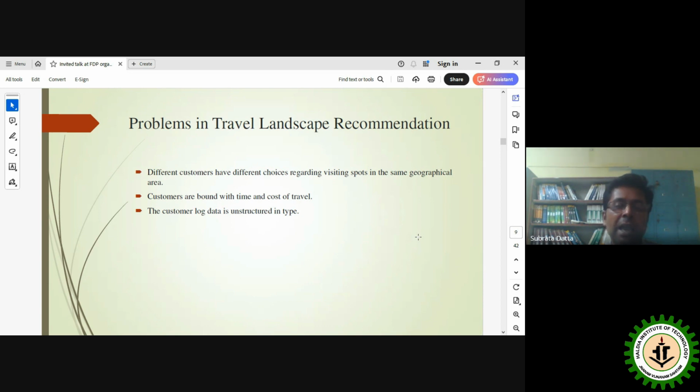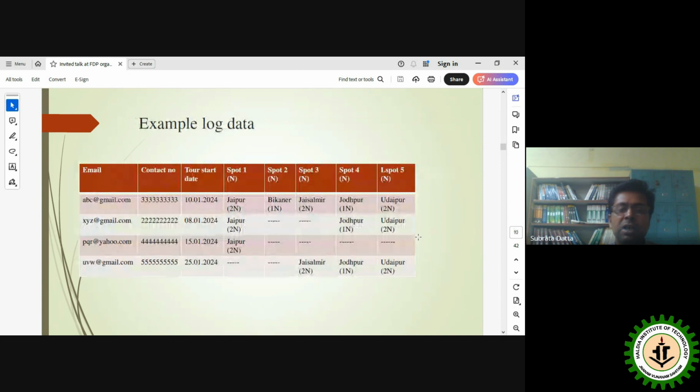And technically, another problem is there, that is customer log data is unstructured in time. So there is no structured data. So here is an example, or you say sample log data. I have not incorporated all the attributes. However, just for a little bit of understanding, I have incorporated this table.